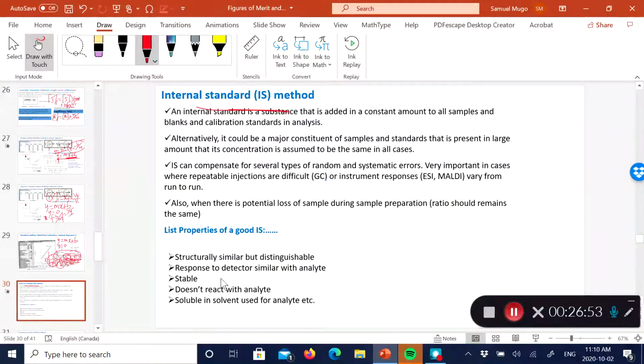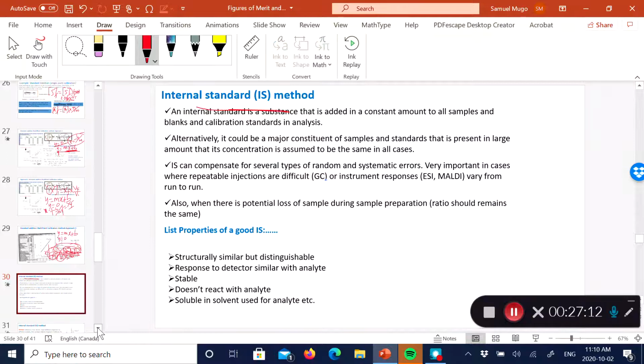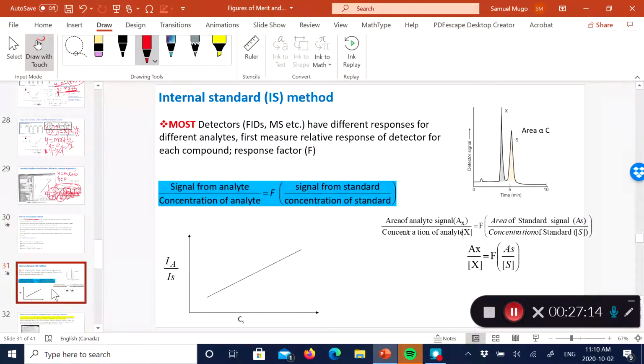The internal standard, of course, should be stable, and it should be soluble in the same solvent that you're analyzing the analyte in. And lastly, the internal standard should not react with your analyte. So practically, the way you would do this is you would take your standards and spike them with an internal standard.